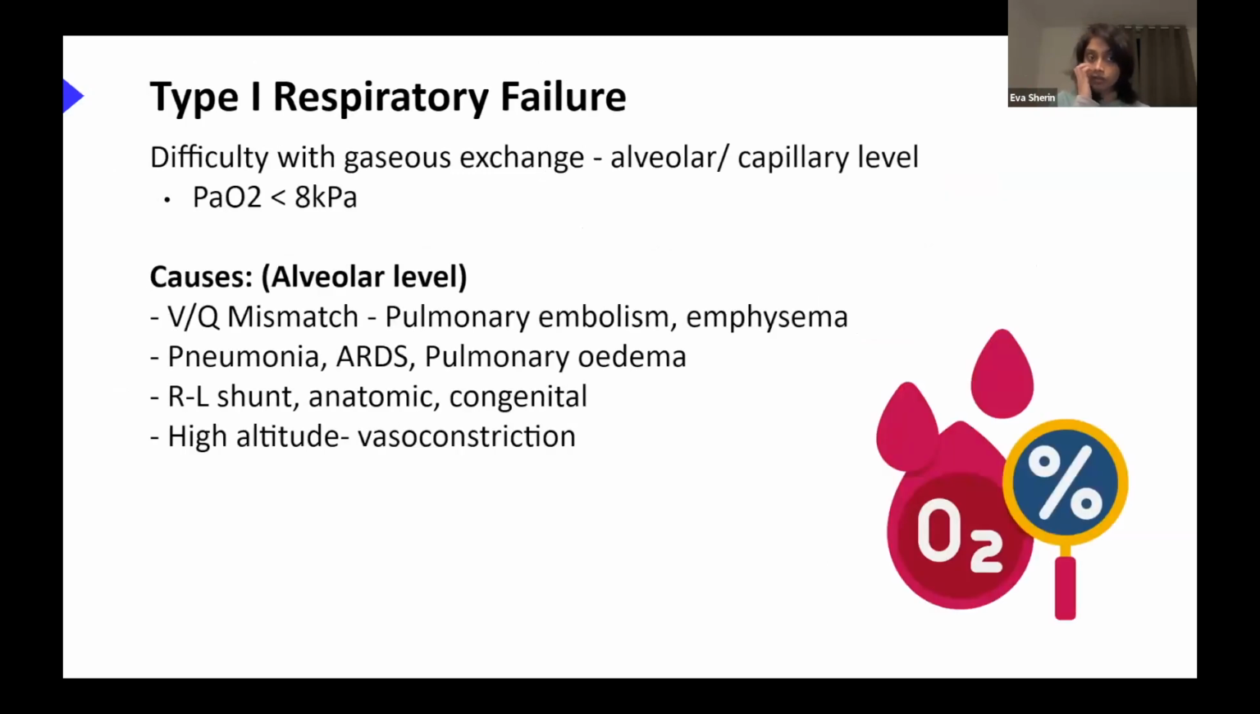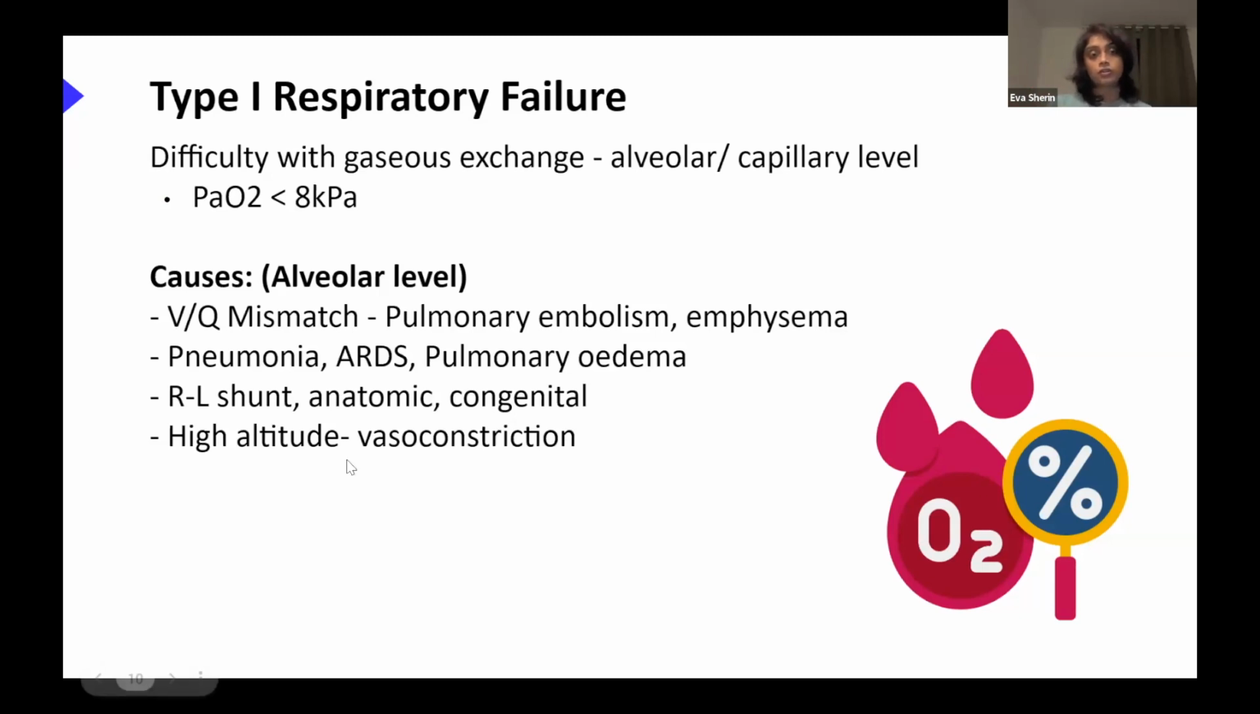So type 1 respiratory failure, yes, is difficulty in the gaseous exchange. At least when I was a student, I did get quite confused about the causes for respiratory failure, so I always told myself that type 1 respiratory failure is more on the alveolar and the capillary level. Type 2 is more on the bronchogenic level, at least the bigger picture. This was more on the microscopic level, is what I told myself.